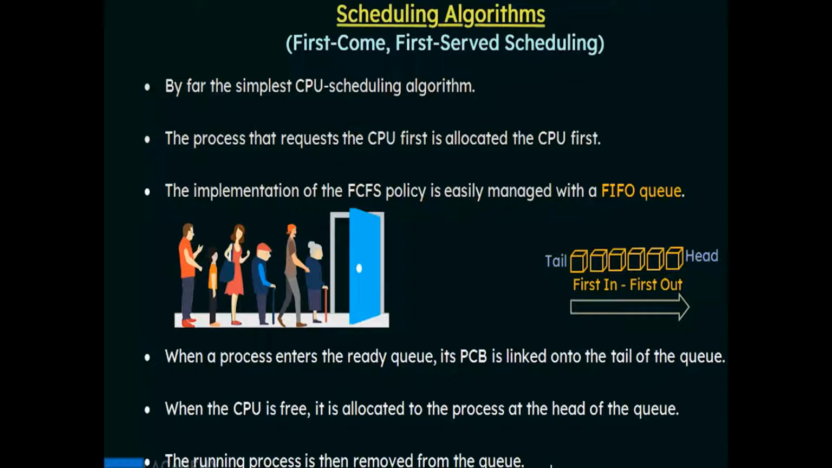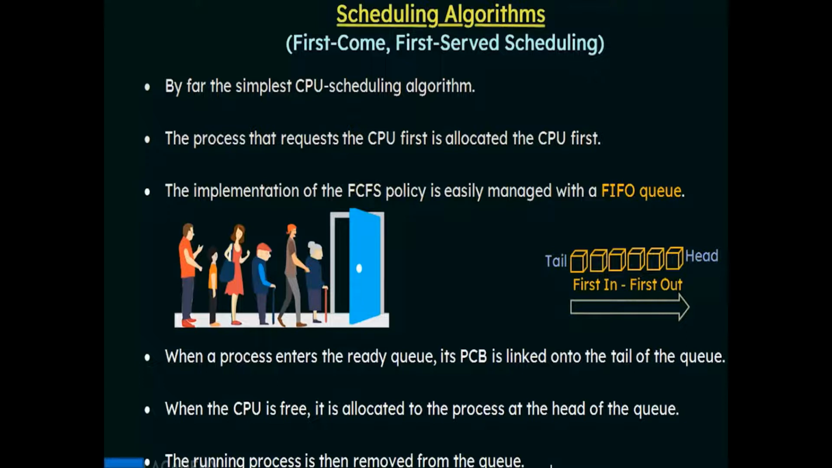So, this is the simplest scheduling algorithm in the operating system. The CPU is allocated to the process that requests it first. As you can see in this diagram, the implementation of the first come first served policy can be managed with the help of a first in first out queue.